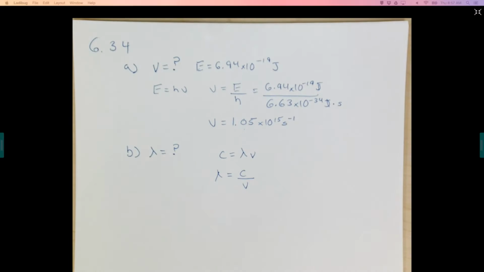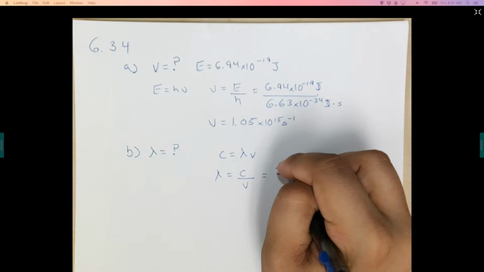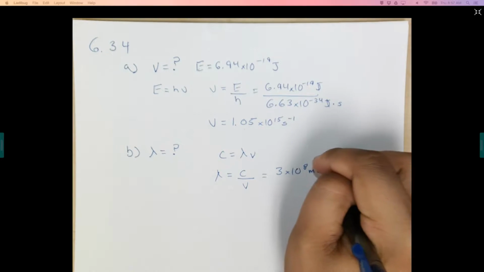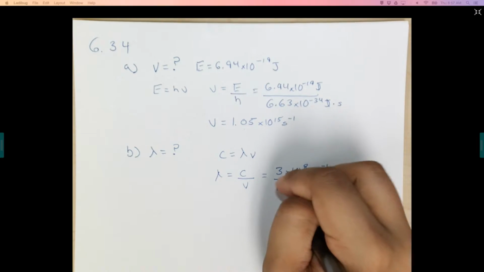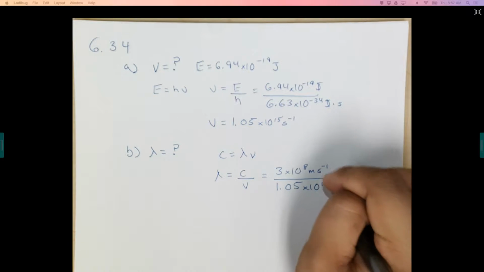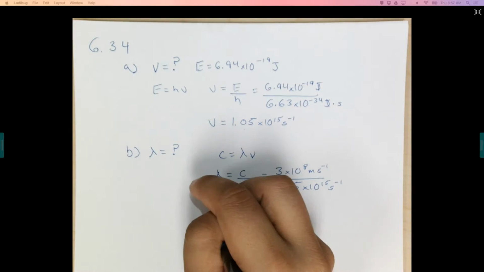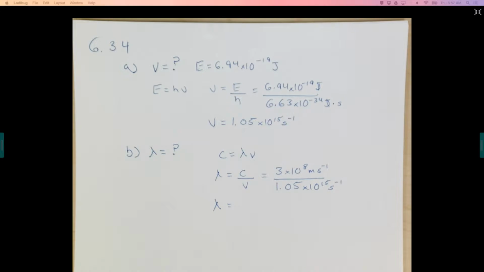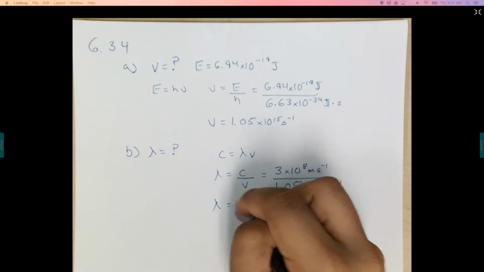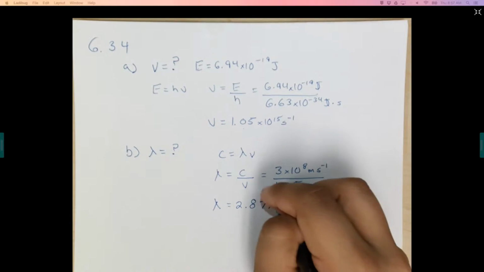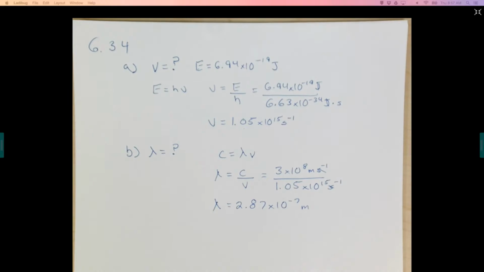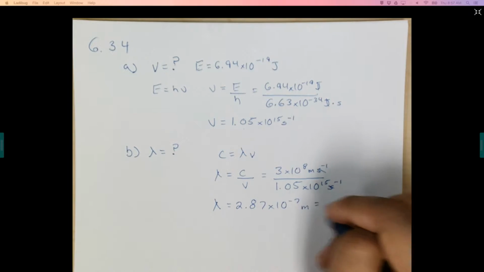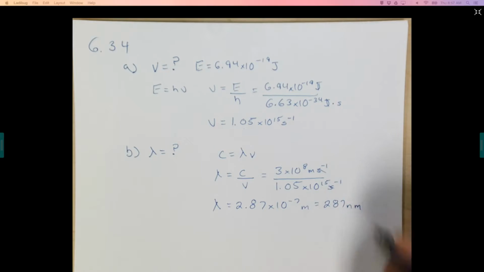lambda is equal to the speed of light over the frequency, which is equal to 3 times 10 to the 8 meters seconds to the negative 1, all over frequency, which we have here, 1.05 times 10 to the 15 seconds to the negative 1. Plug this in the calculator. We end up with 2.87 times 10 to the negative 7 meters, because seconds to negative 1 cancels. Left with meters. Right, this is also equal to 287 nanometers.